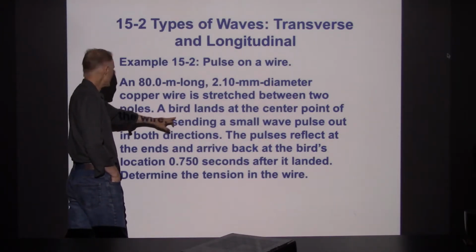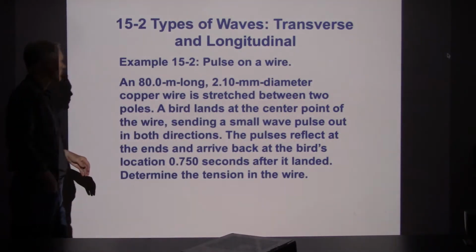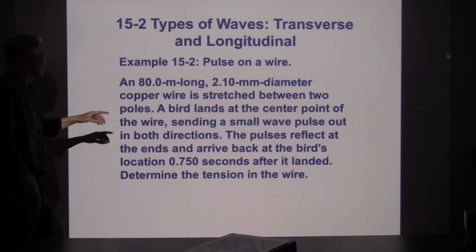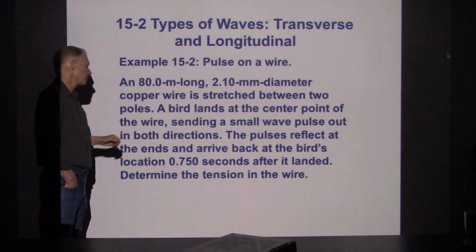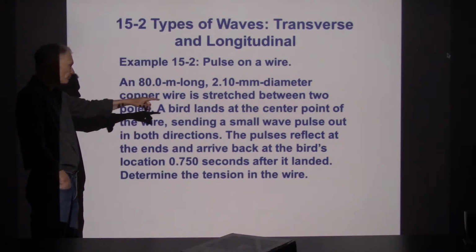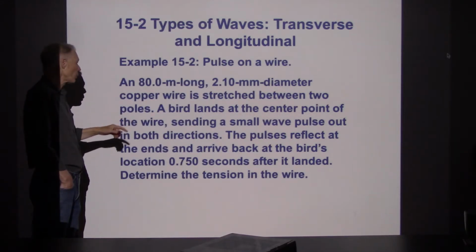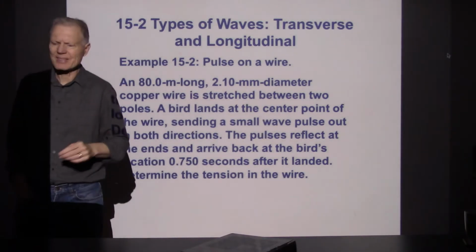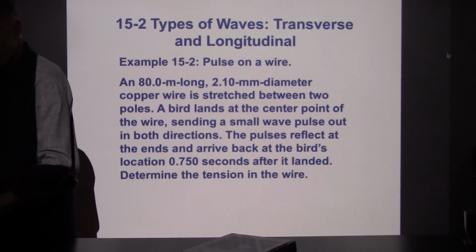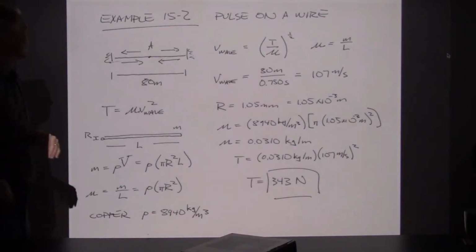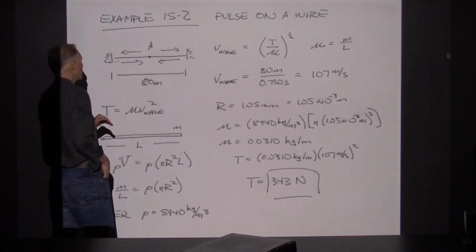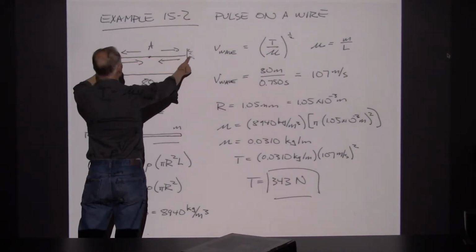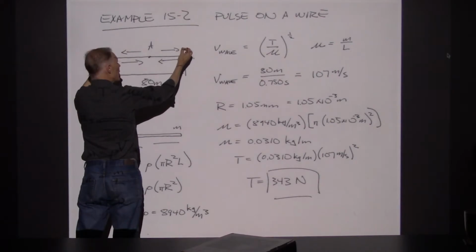A bird lands at the center point of the wire. So they are treating this almost like an electrical wire between a couple of poles. When the bird lands right in the center, it sends a wave pulse in both directions. Now the wave pulses can reflect. So this is just kind of a single pulse, or a few pulses.